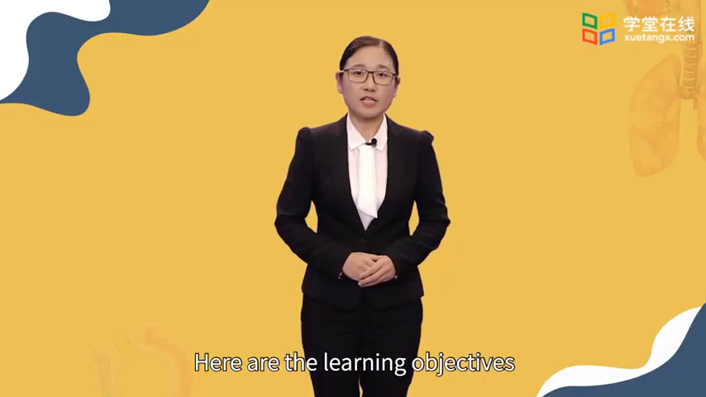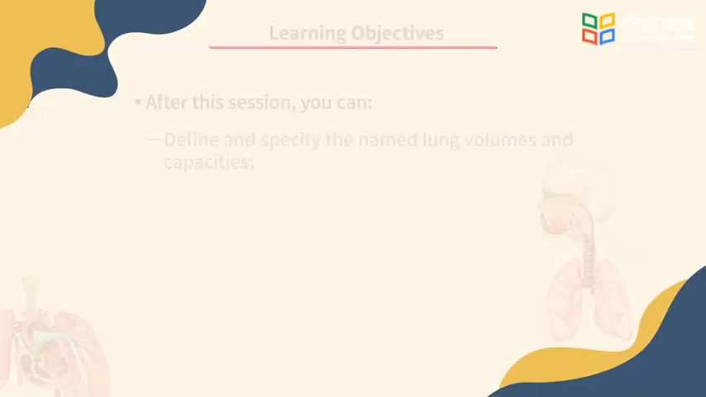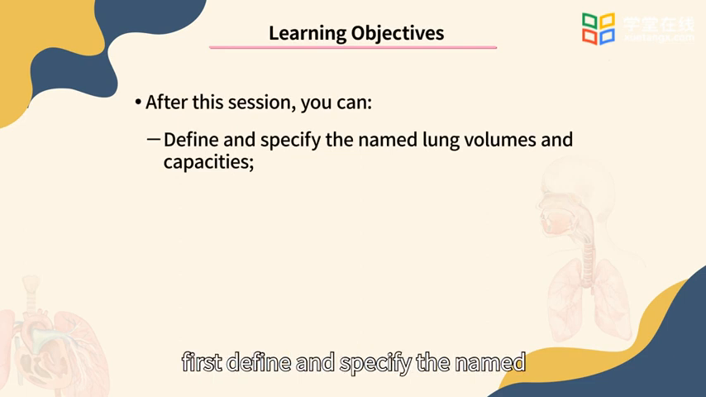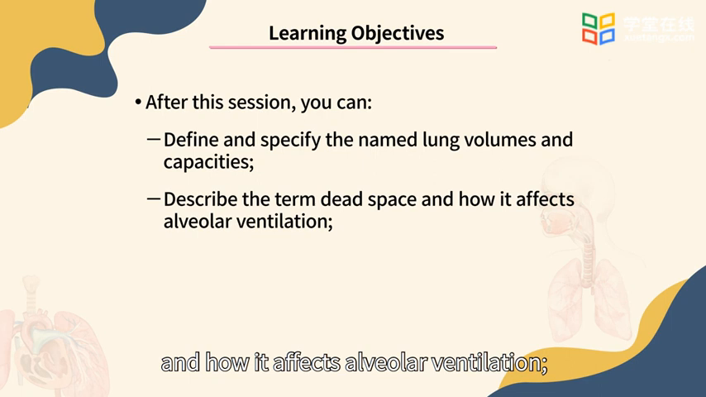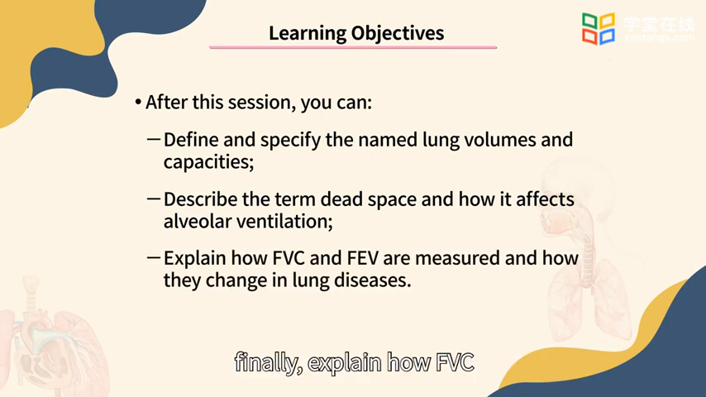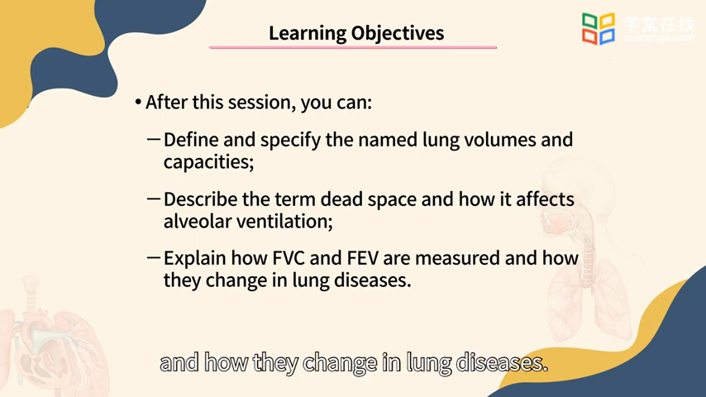Here are the learning objectives for this session. You should be able to first define and specify the named volumes and capacity. Then describe the dead space and how it affects alveolar ventilation. Finally, explain how FVC and FEV are measured and how they change in lung diseases.